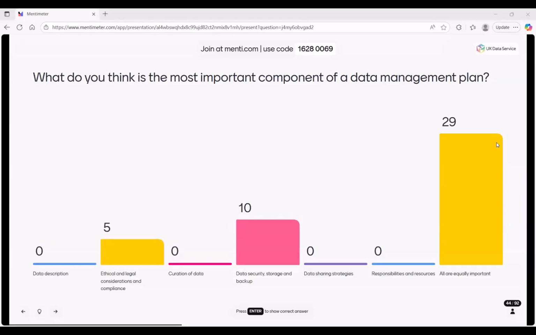Majority of you have thought that all are equally important. Some of you think that data security, storage, and backup is the most important one. Ethical and legal considerations and compliance, some think that this is most important. Thank you very much for your responses. I think the correct answer is all are equally important. You will see in the following couple of slides.